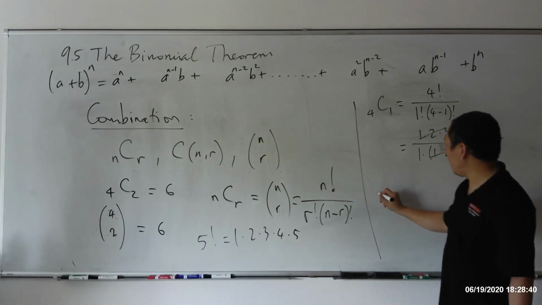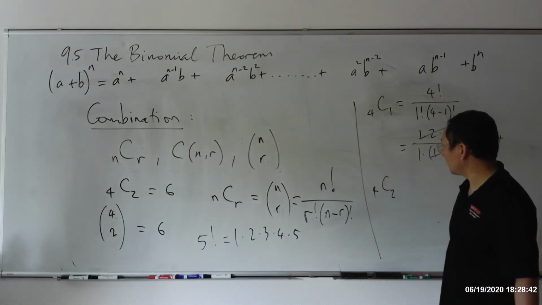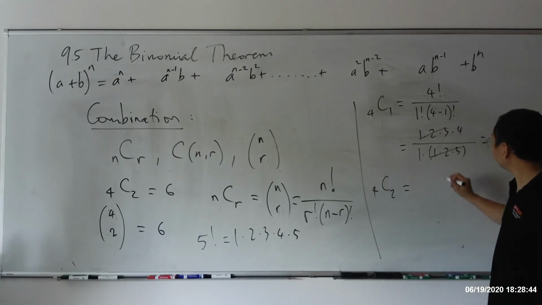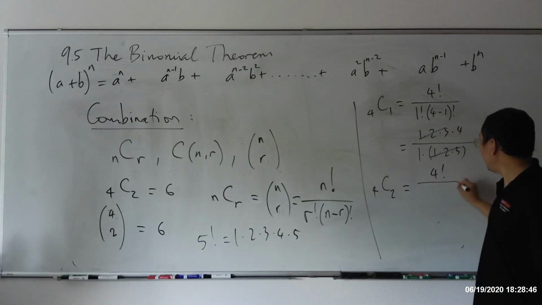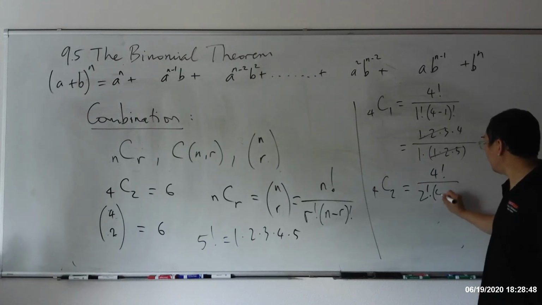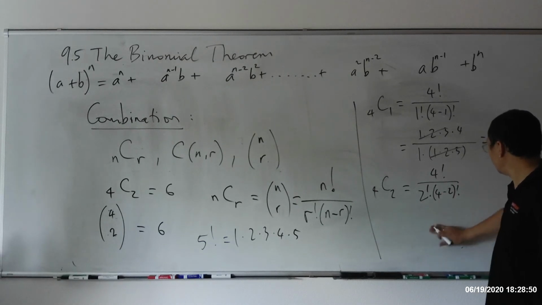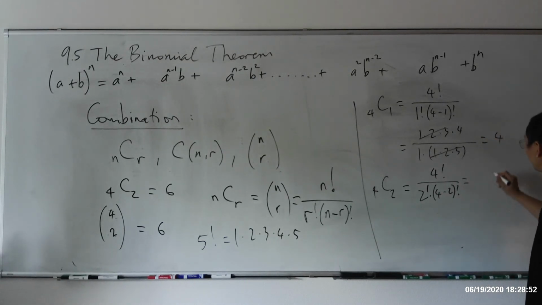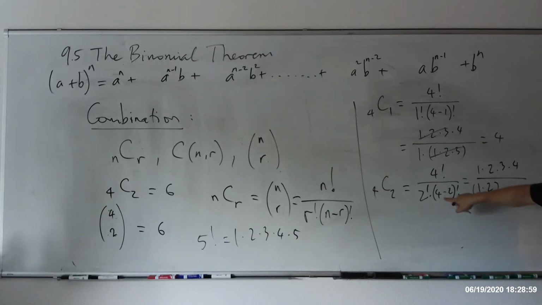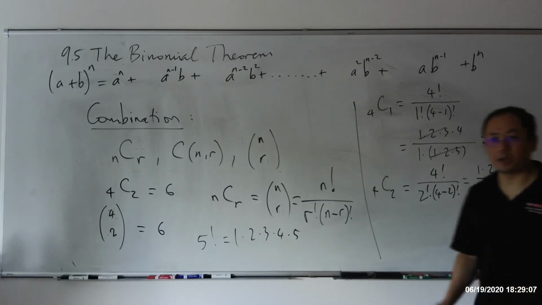How about 4 choose 2? It is 4 factorial divided by 2 factorial times 4 minus 2 factorial, which is 1 times 2 times 3 times 4 over 1 times 2, or 2 factorial. And then 4 minus 2 is another 2 factorial, another 1 times 2. So 2 times 2 is 4. Let's cancel out. It's equal to 6. Really 6 ways.